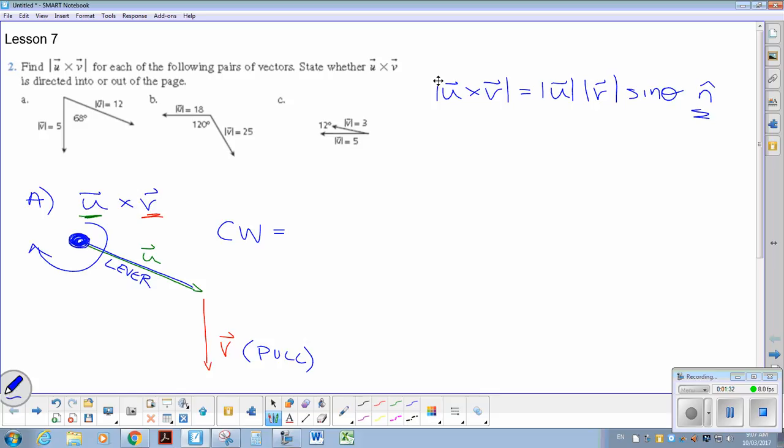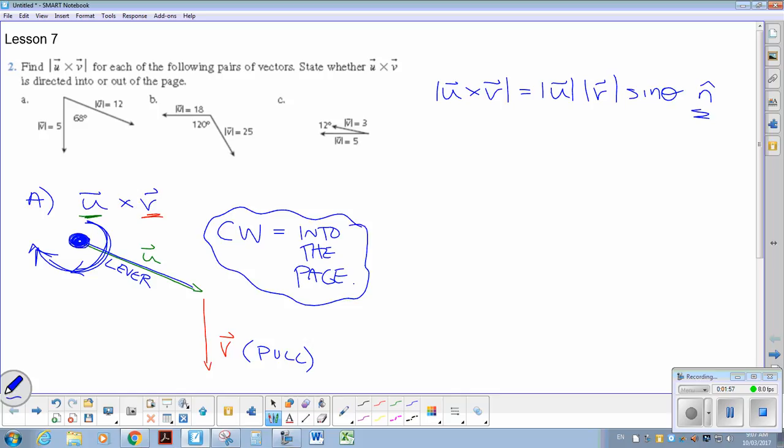So if you're rotating it to the right, clockwise, you are going into the page. If this was a screw, if you were putting a screw into wood and you twisted it this direction with the screwdriver, the screw would go into the wood, so the force is into the page. All right, so that's how you determine the direction.